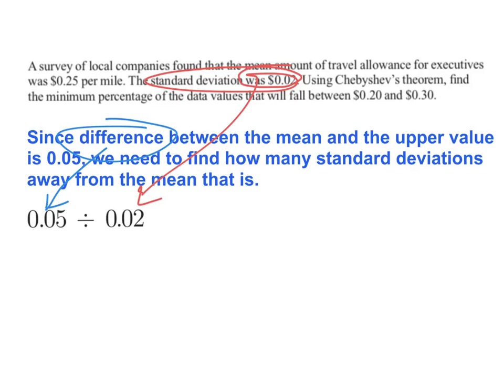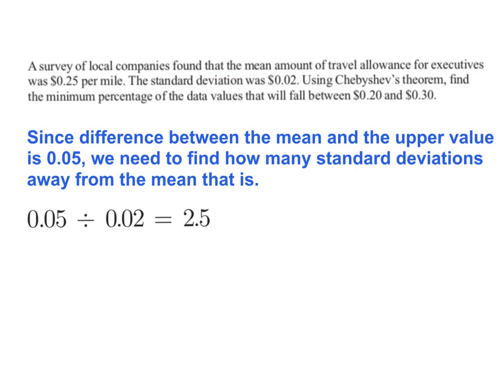And so how many standard deviations is 5 cents? 2.5. So 5 cents is 2.5 standard deviations, which means 20 cents and 30 cents are 2.5 standard deviations away from the mean. Now what we've really found is K. K equals 2.5, and the question is, what's the minimum percentage of data values in that 20 to 30 cent range? So now once I have my K, I can plug that into Chebyshev's theorem, and you can tell me the minimum percentage. I have K, so just plug it into the theorem, and then turn it into a percent.